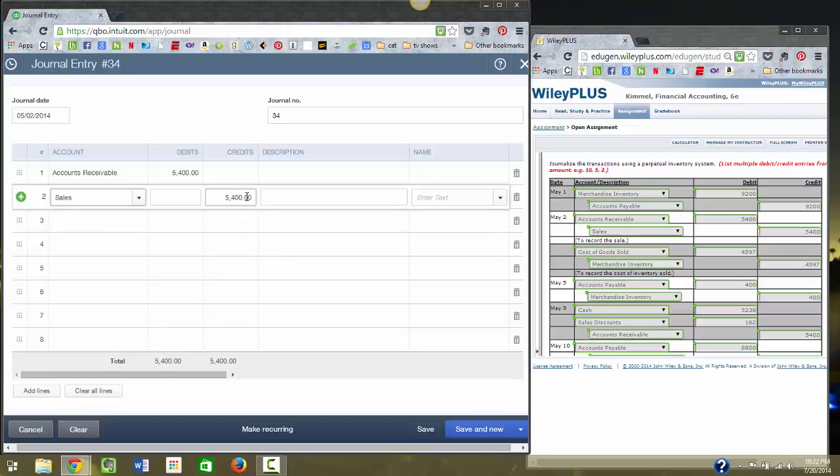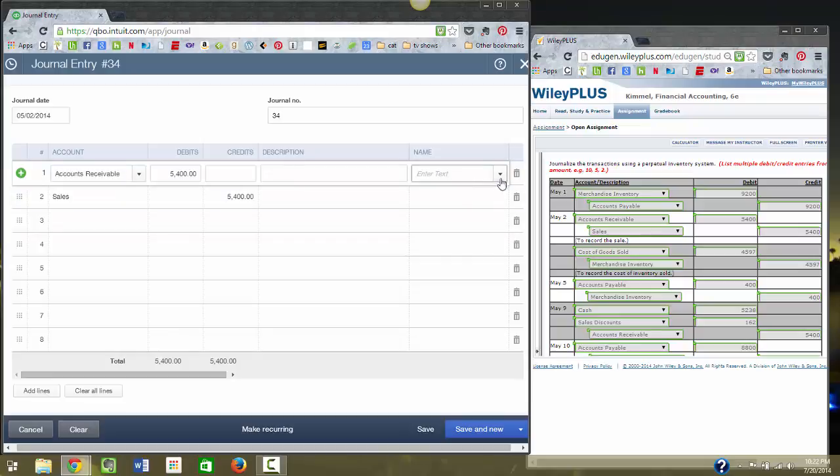Credit automatically, $5,400. Okay, accounts receivable is another account, so we need to enter in the name of that. They do not give us one, so we're going to use a generic customer one name for them. Okay, so we've got our debit, we've got our credit. We've got our customer name and we've got the correct date. So we're going to hit save and new for this one.